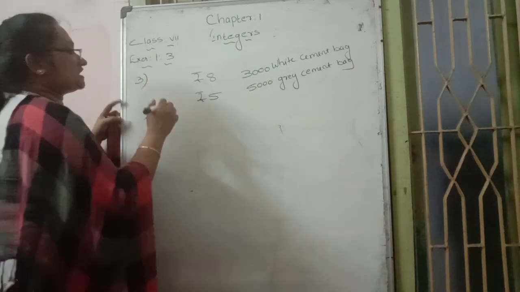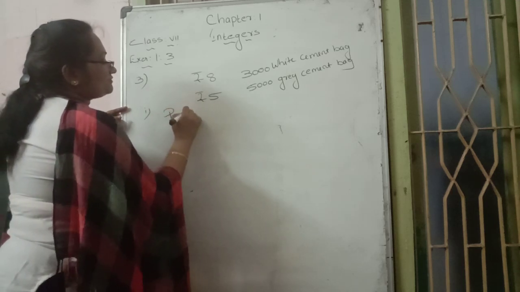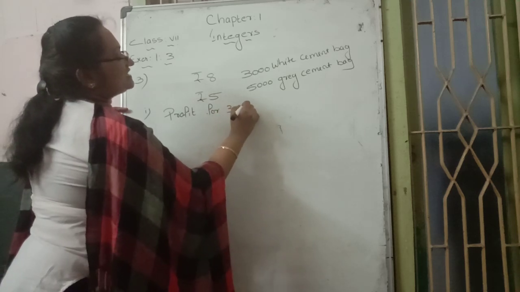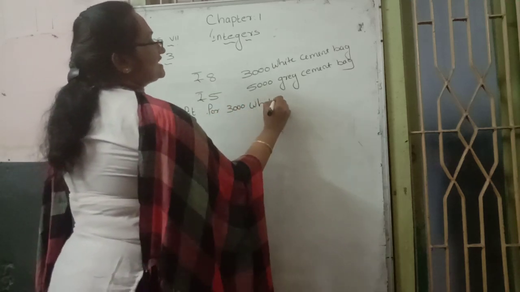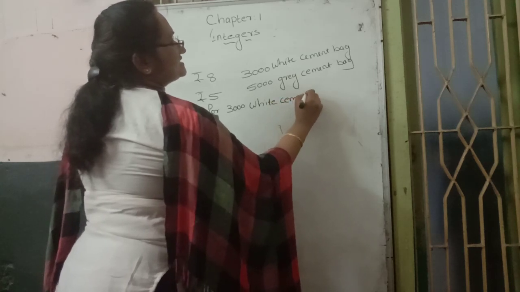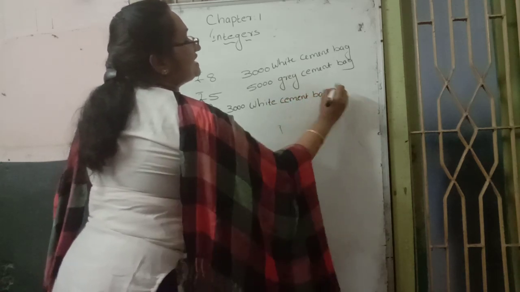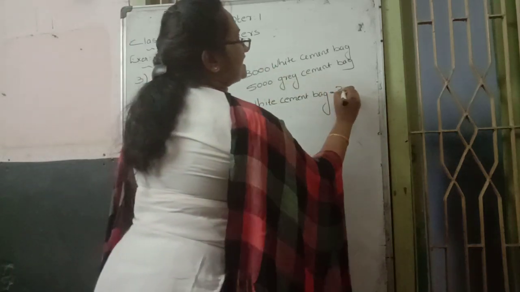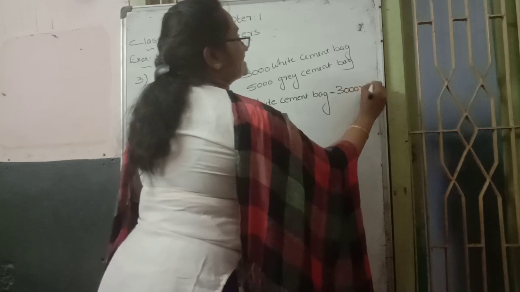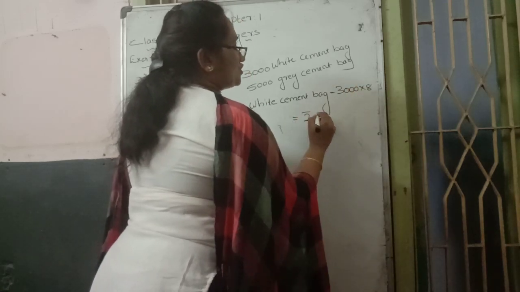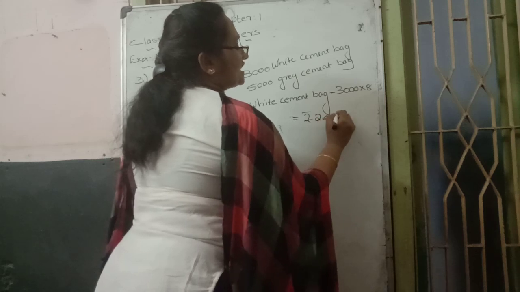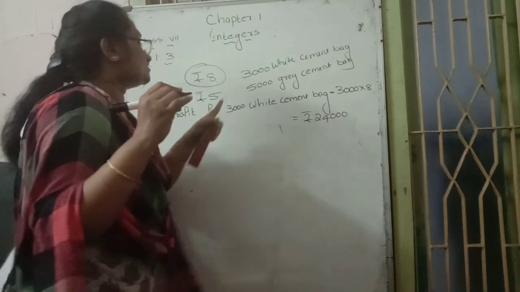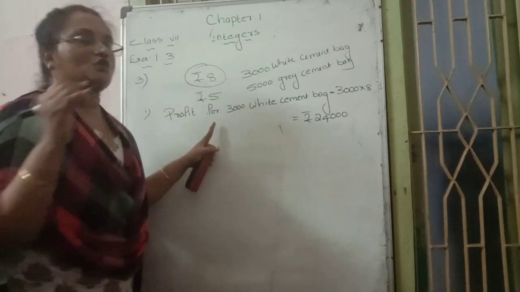So how to find out profit for? We can write first step as profit for 3,000 white cement bags is equal to, each bag how much rupees profit are we getting? 8 rupees. So we can write 3,000 into 8. So how much rupees? 3 8s are how much? 24. Total how many zeros are there? So we can read it as 24,000 rupees we are getting as a profit.